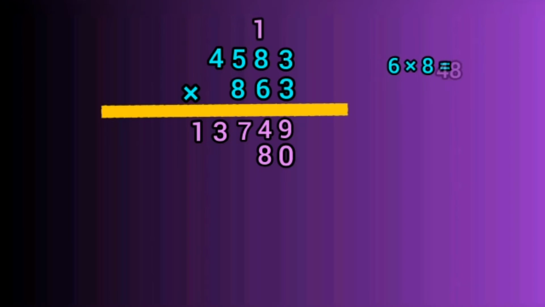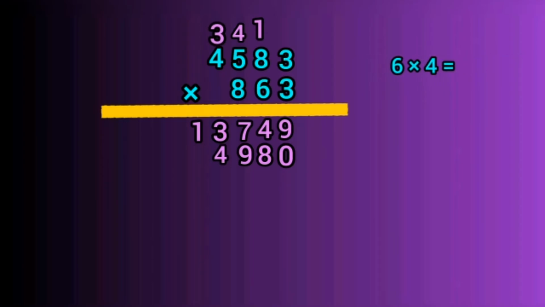After 6 into 8 is equal to 48. Since 1 is there, 48 plus 1 is equal to 49. So keep 9 in the answer and 4 on the top of 5. 6 into 5 is equal to 30. Because of 4, 30 plus 4 is equal to 34. Keep 4 in the answer and 3 on the top of 4.